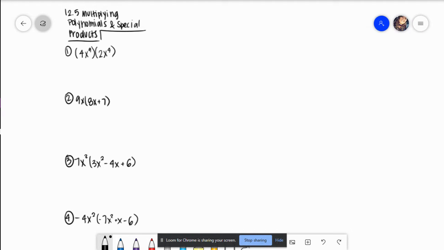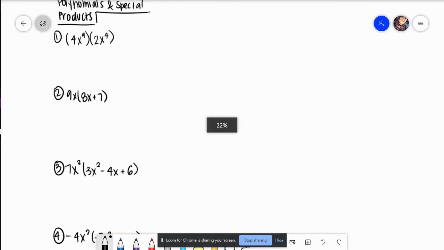If it looks a little too foreign to you, just listen to the steps that I say whenever I do the multiplication. The majority of this section is honestly just distribution and combining like terms. So let's go and get started.